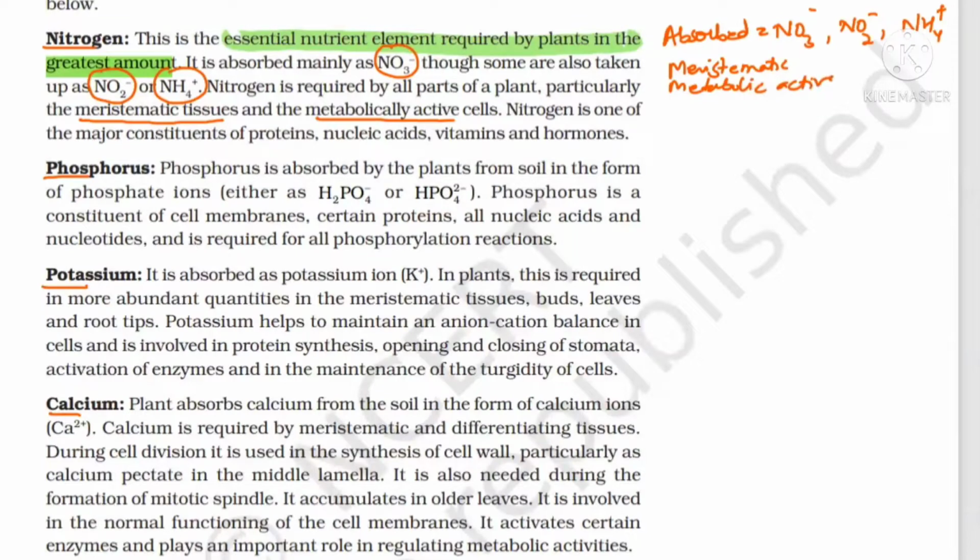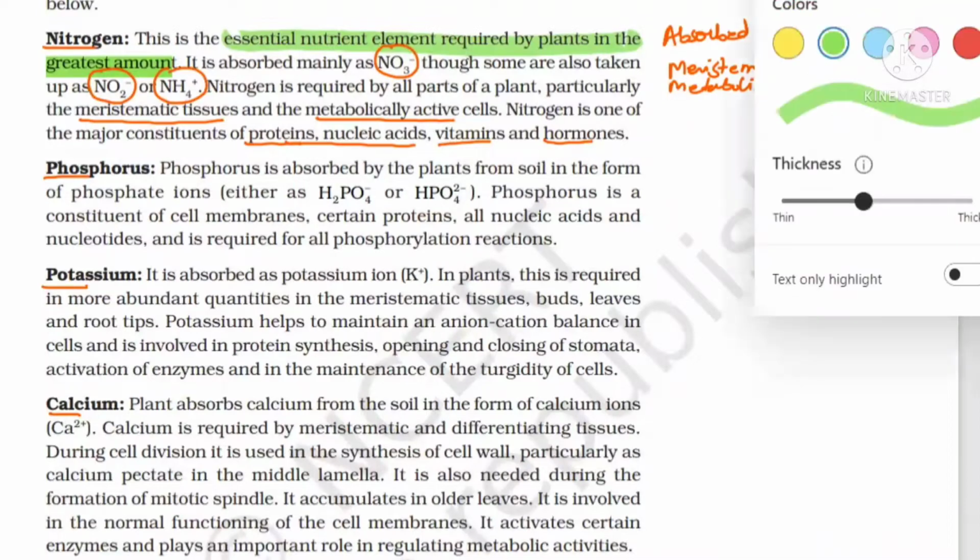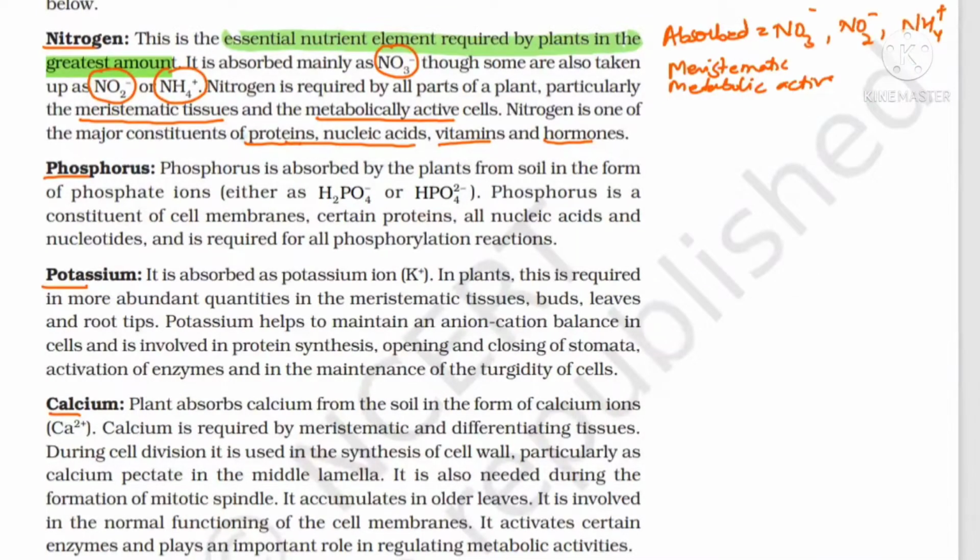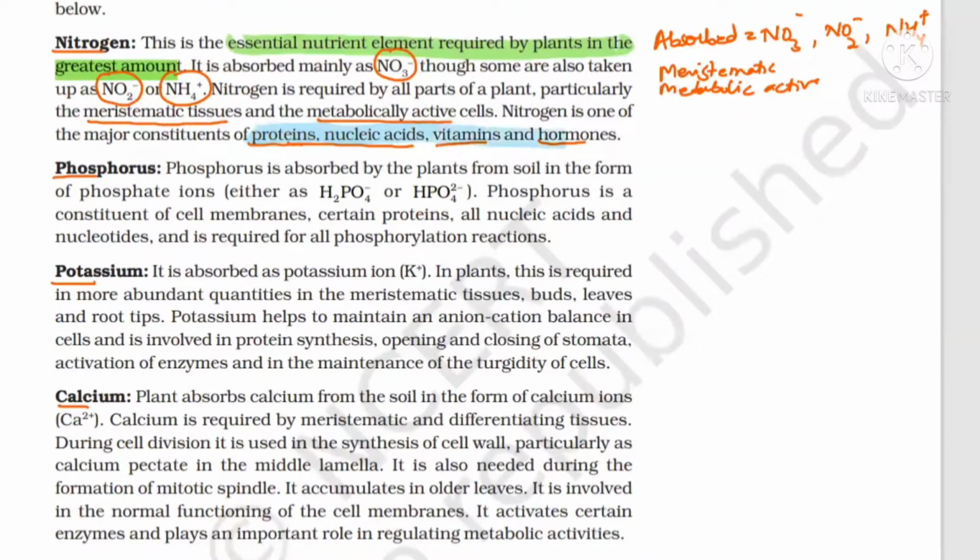It is a constituent of protein. So remember beta, of the 4 biomolecules, carbohydrate does not have nitrogen, fat does not have nitrogen. Nitrogen is present in the protein and nucleic acid. So these two, okay. And then hormones are also protein, and a few vitamins. So you can just write it is an important constituent of protein, nucleic acid, vitamins, and hormones.